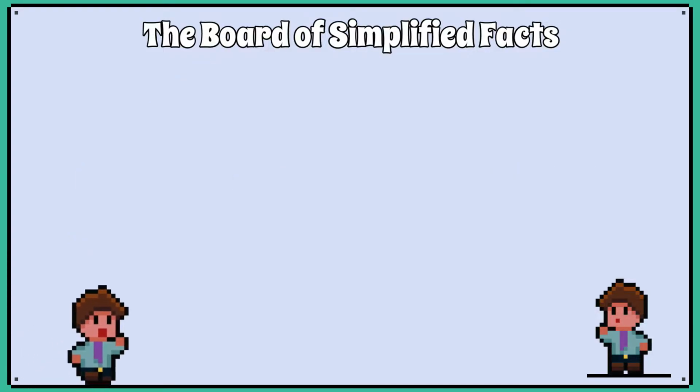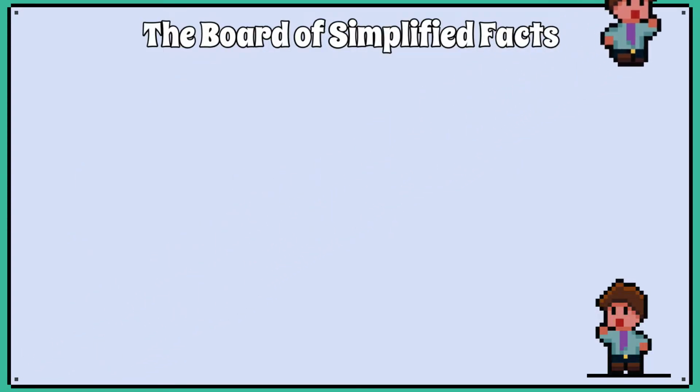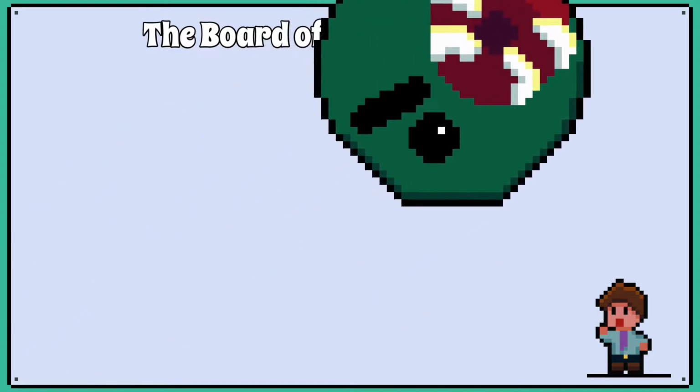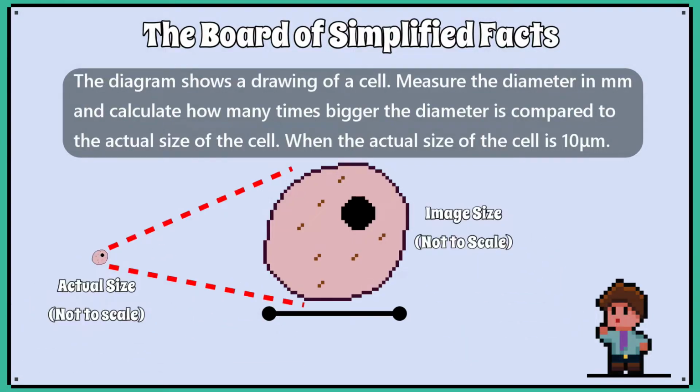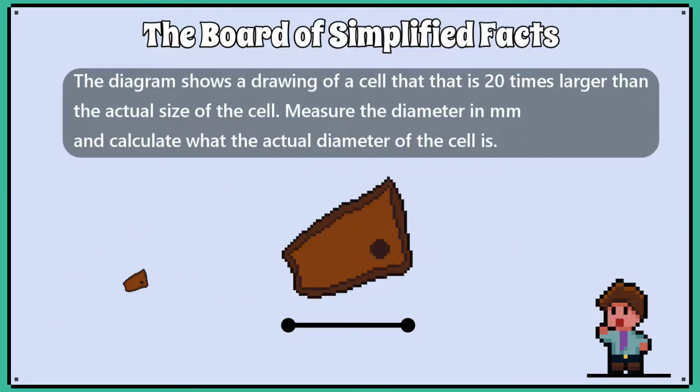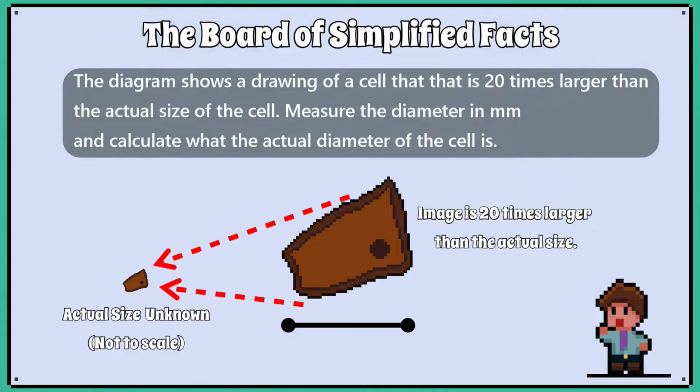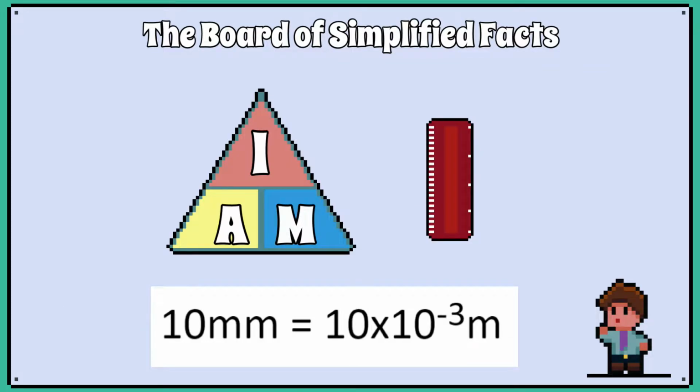So, next time you look in a microscope, hopefully you will know how much bigger the microscope is making the object appear. You might get a question in your exam that shows you a picture of a cell and it asks you to work out how many times bigger the picture is compared to the actual size of the cell. Or it can ask you how small the actual cell is compared to the image if it has been magnified by X amount. This video will cover the techniques required to answer these types of questions.